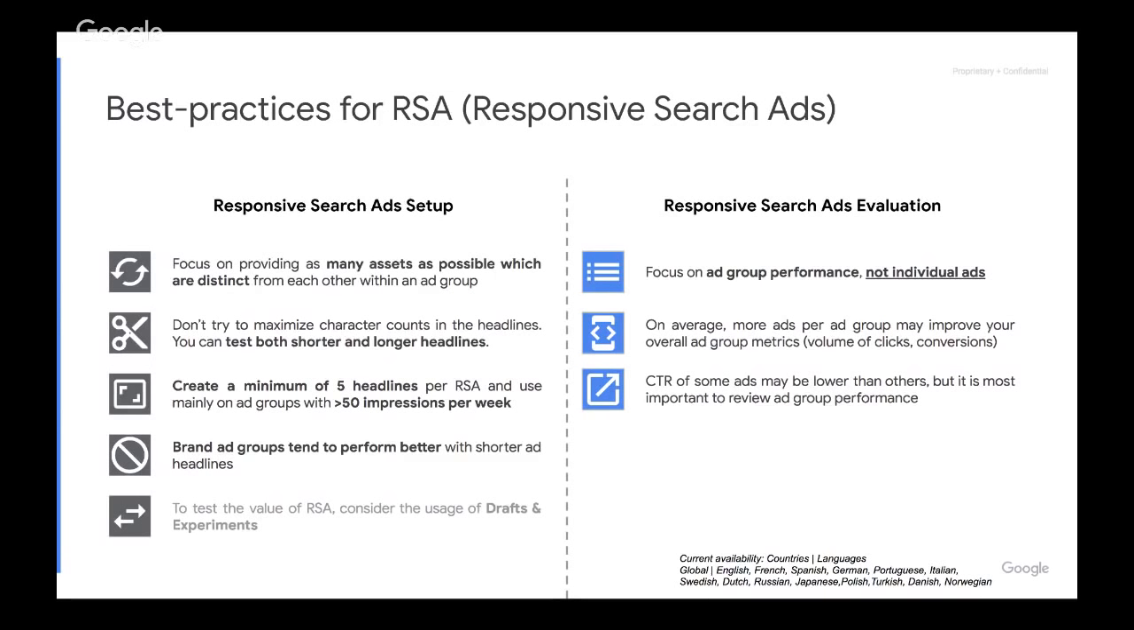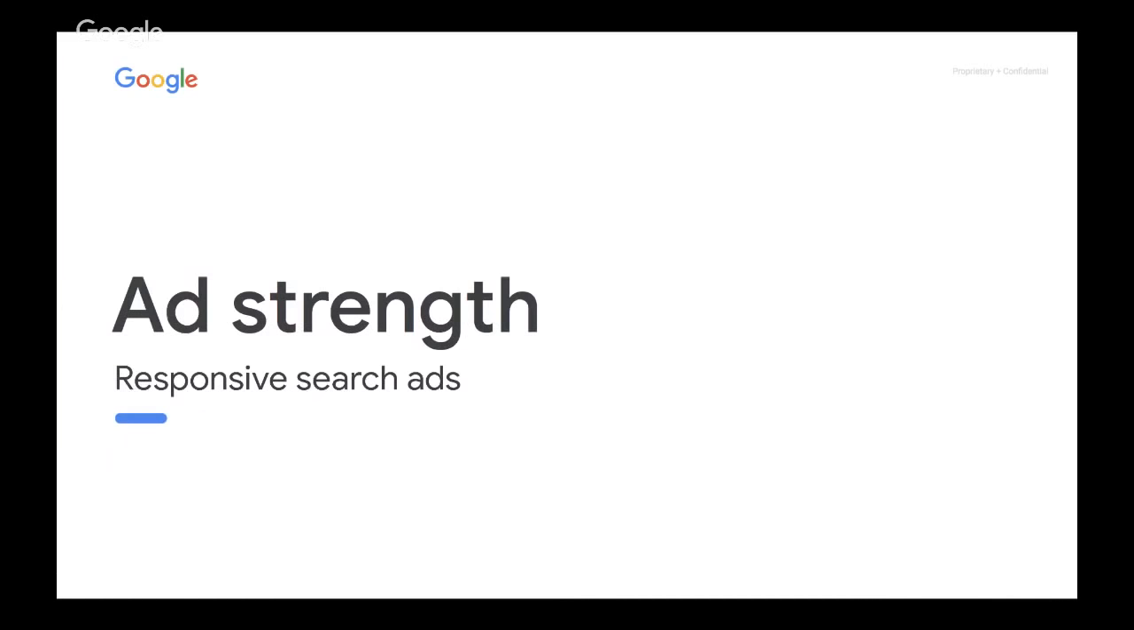And if you want to test if RSA is giving you an uplift in performance on an ad group level, you can use drafts and experiments, with 2 or 3 ads in one ad group, and then 2 or 3 ads with responsive search ads in the other ad group, and it should increase impressions and clicks by 5 to 50%. So focus on ad group performance. On average, more ads per ad group may improve your overall ad group metrics. CTR of some ads may be lower than others, but it's most important to review ad group performance.